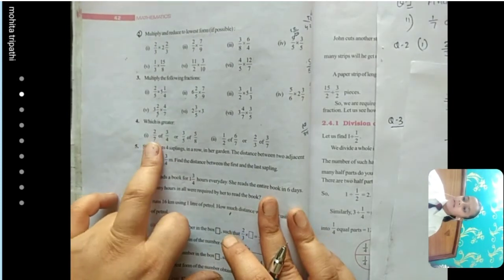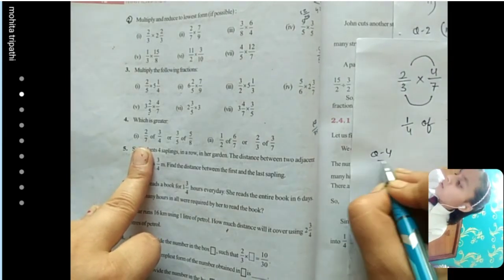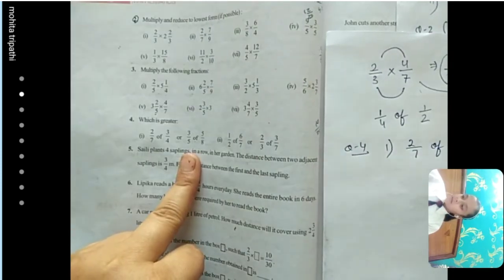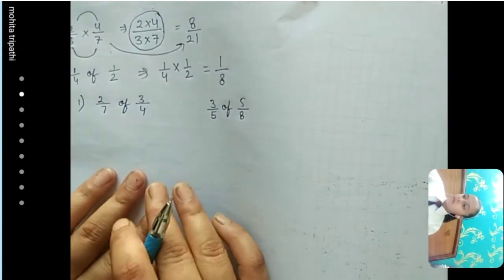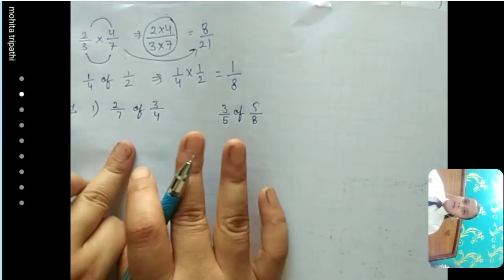Okay. See question number 4. Question number 4 is: which is greater? Okay, what is given to you? A statement is here: 2 upon 7 of 3 upon 4. That first part is 2 upon 7 of 3 upon 4. And you have to compare it with 3 upon 5 of 5 upon 8. Okay, these two you need to compare. What do you have to do with these two? You have to compare them. So before comparing, what do you need to do? You need to solve them.